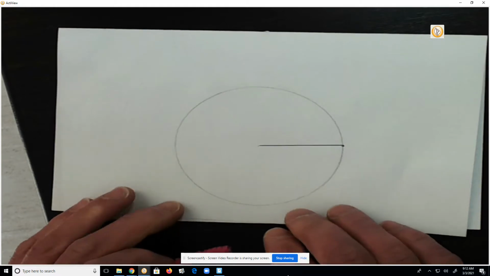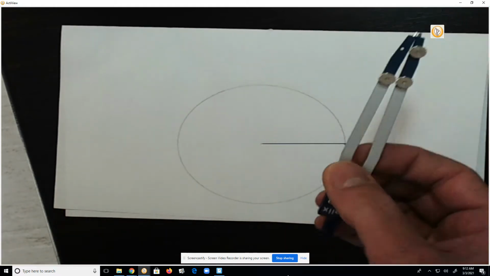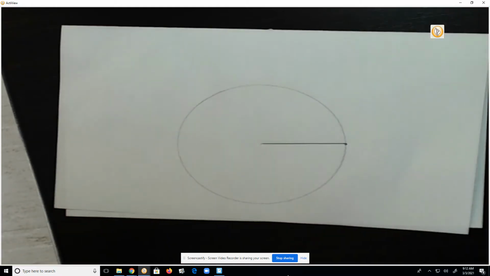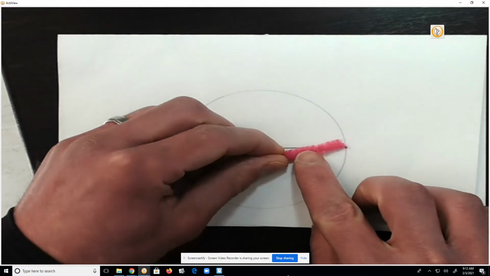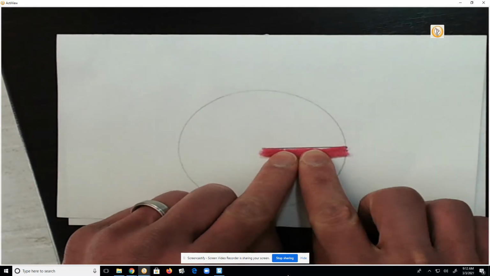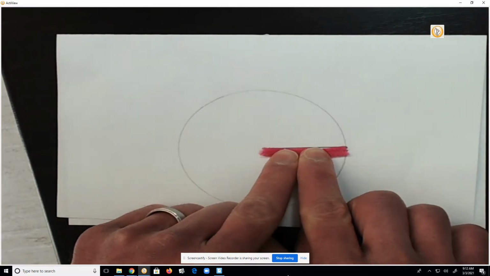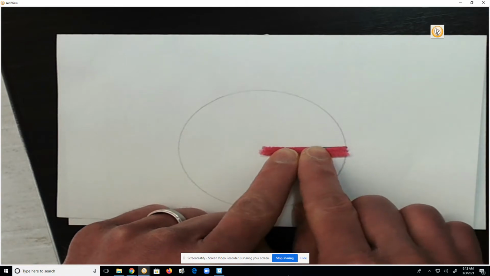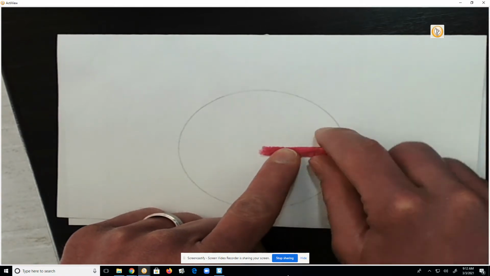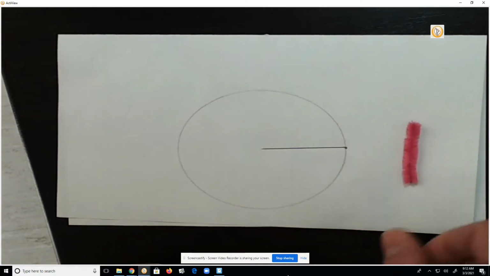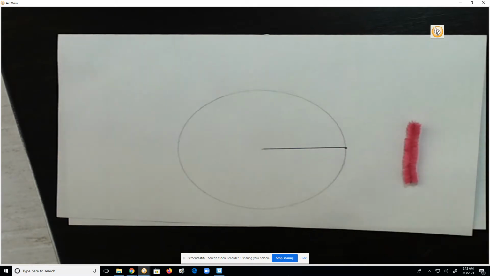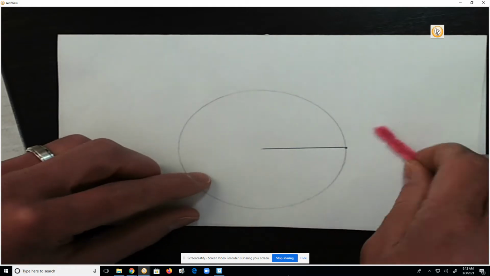So what I have here is I just drew a random circle on my paper with my handy compass, and I drew a radius of this circle. And what I did was I took a little pipe cleaner and I cut it the exact length of that radius. So this pipe cleaner is exactly the size of one radius of my circle.